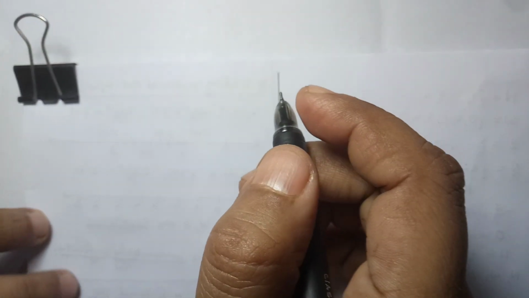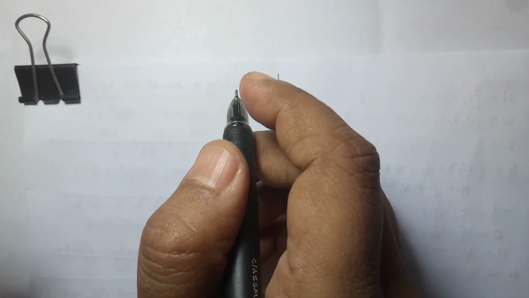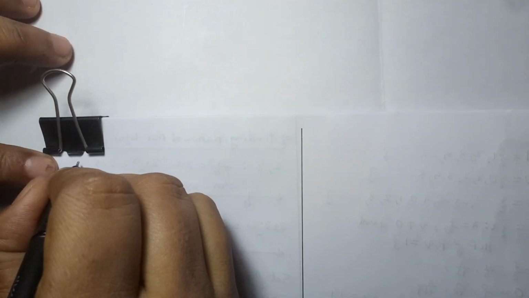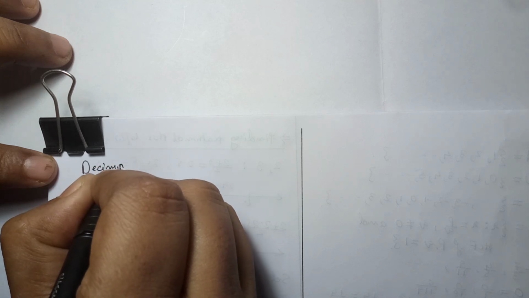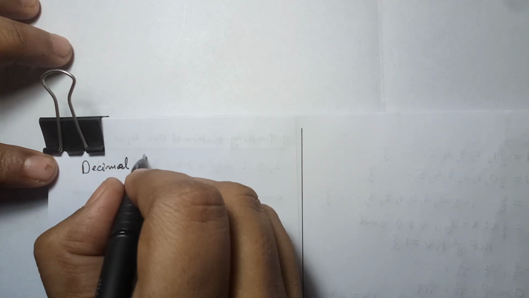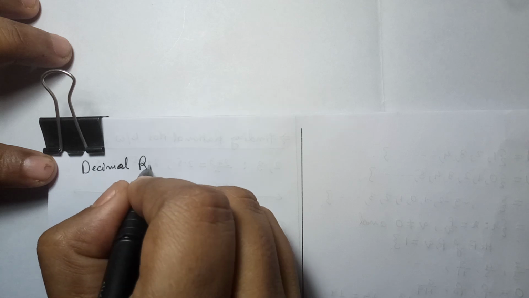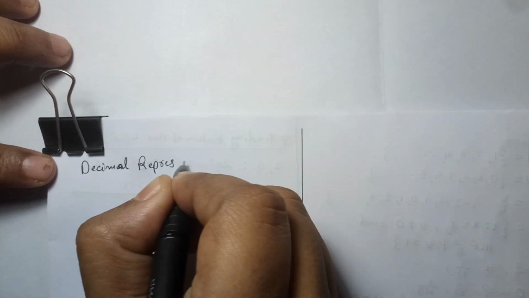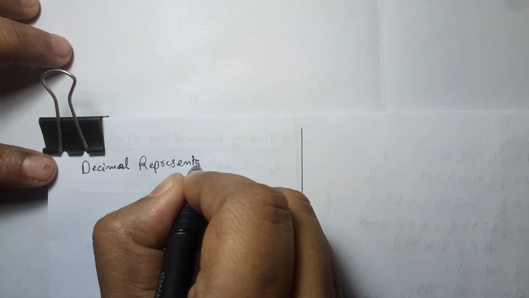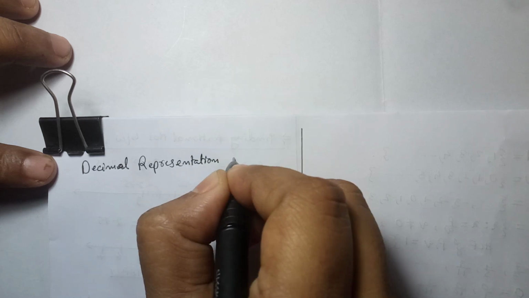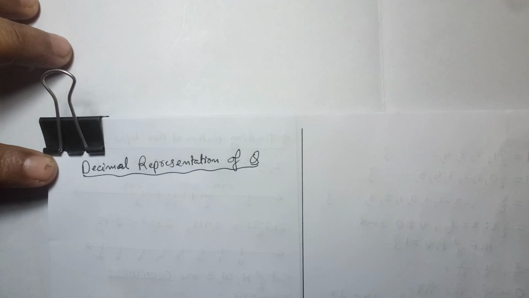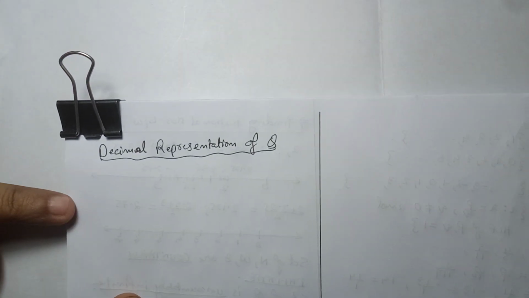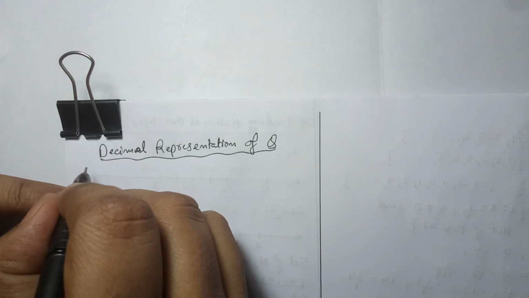Hello students, in today's session we will be learning the decimal representation of rational numbers. There are two types of decimal representation we can have.